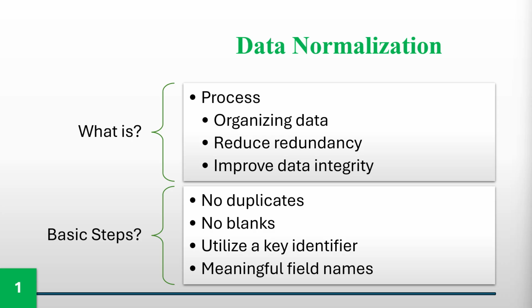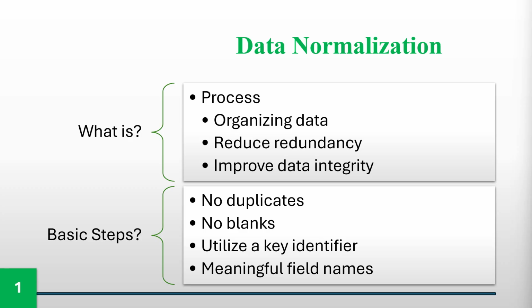And then we want to be able to utilize a key identifier. Typically, that's some type of ID, whether a transaction ID or a product ID. We also want to make sure that we use meaningful field names or headers, because when we start building our visuals, we need to be able to refer to the column by a name that actually makes sense for us.